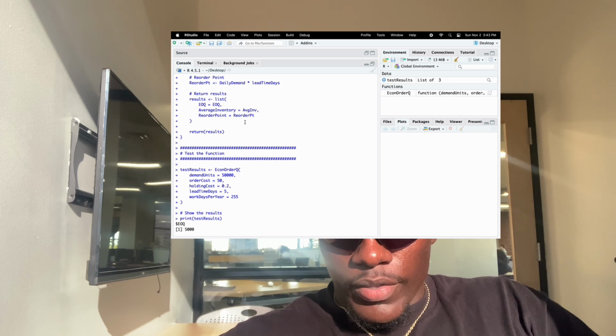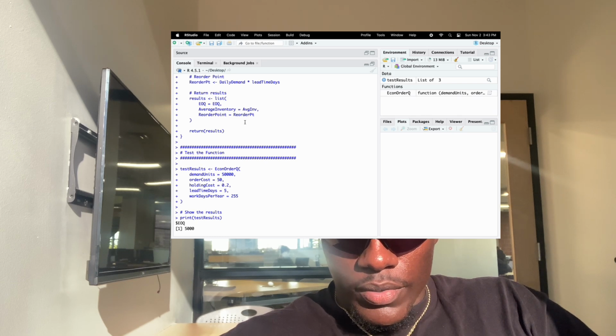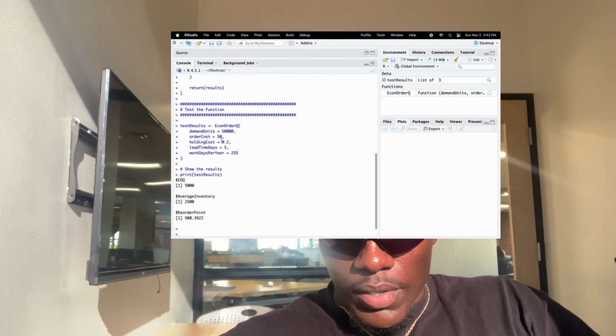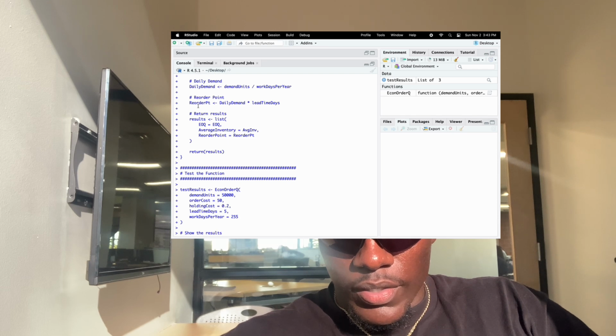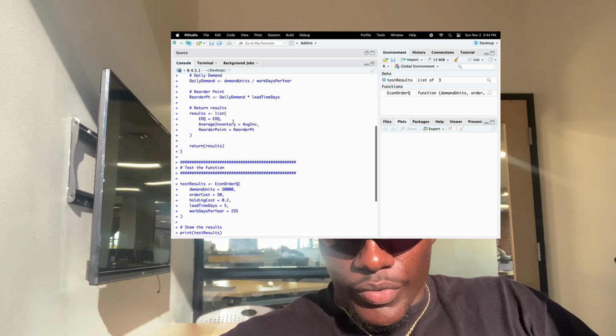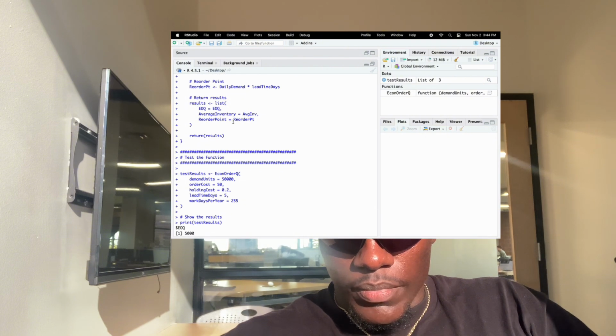So I calculated the reorder point using reorder point right there, and yeah, this tells us basically when to place a new order so that the inventory doesn't run out during the supplier's lead time.